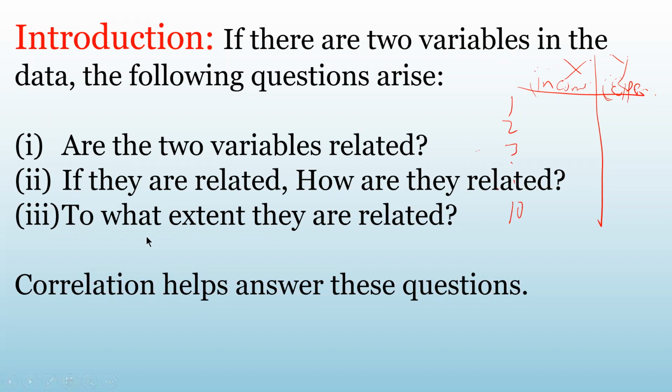Third one is to what extent they are related. Means if at all they are related, what is the magnitude of the correlation between these two variables? So this magnitude is given by a number. There are some methods to calculate the measure of the correlation between the two variables. That measure is called the coefficient of correlation.